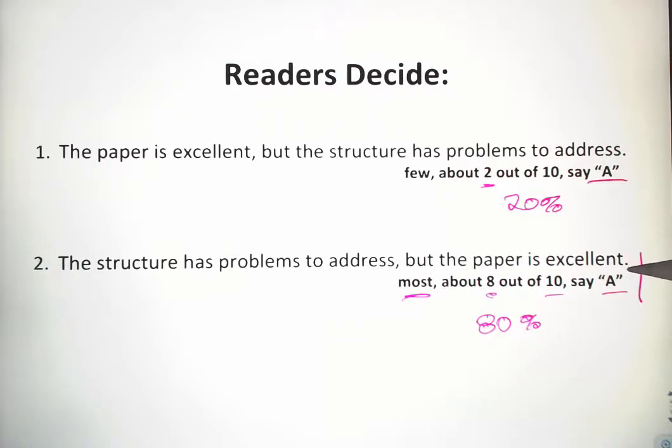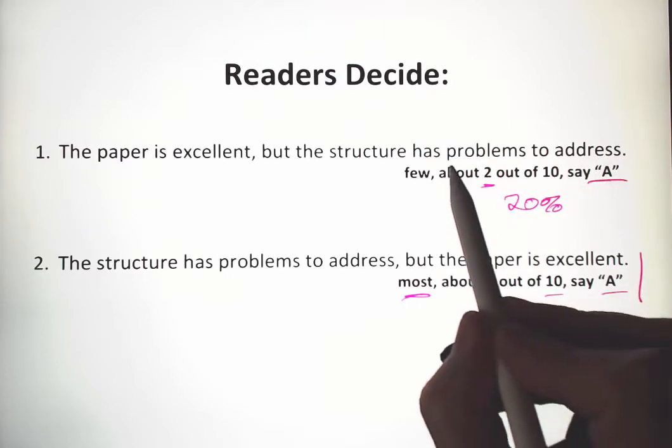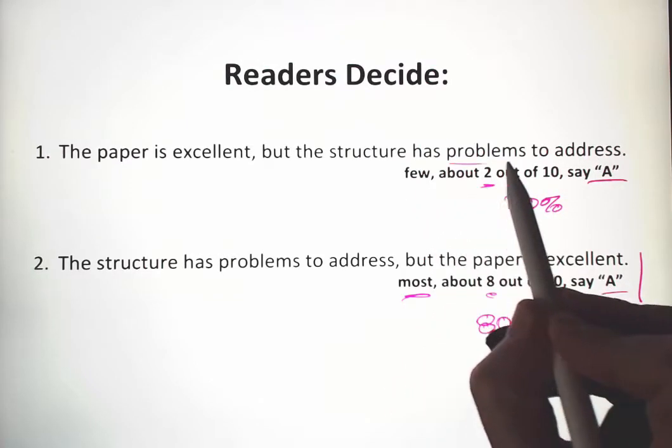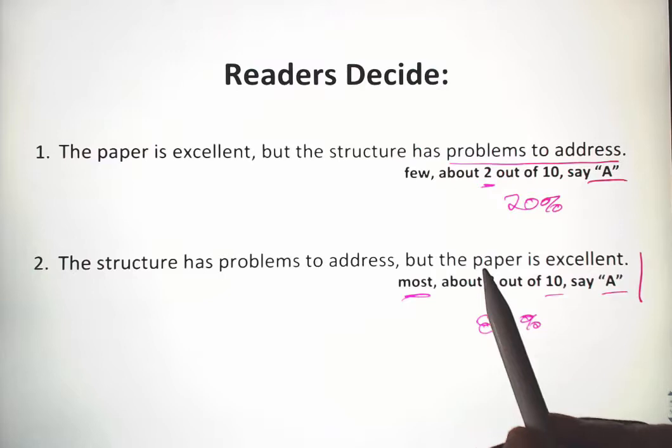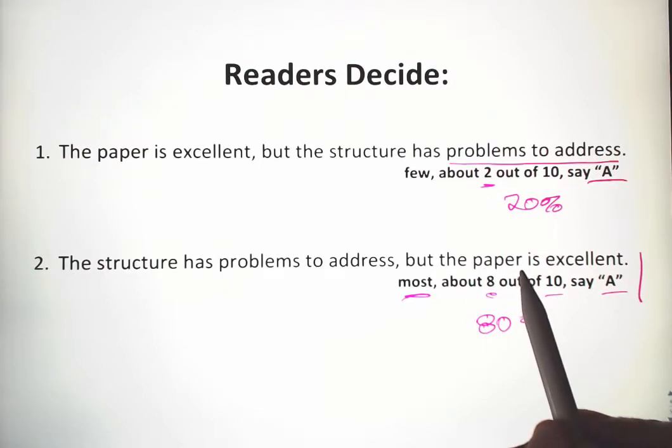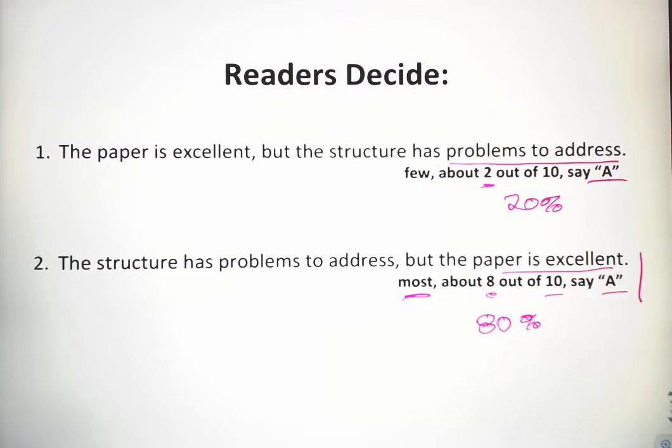So this tells George Gopen, and it tells me, that at least for these two sentences, even though they contain exactly the same information, they actually have different meaning to readers. And the different meaning is because of what's in the stress position. In this one, what's in the stress position is that there are problems to address. But in this other one, what's in the stress position is the paper is excellent.